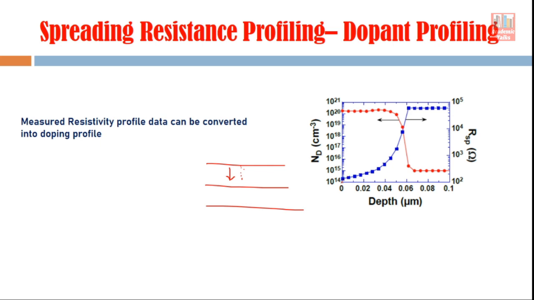You see here, when the resistivity was very low at the top, the dopants were very high, right? And as we are moving inside, resistivity is increasing, so the dopants are decreasing like this. Whatever value of resistivity we get as a function of vertical position can be used to find out the dopants at that particular depth. That way we get the doping profile of semiconductor materials or thin films.